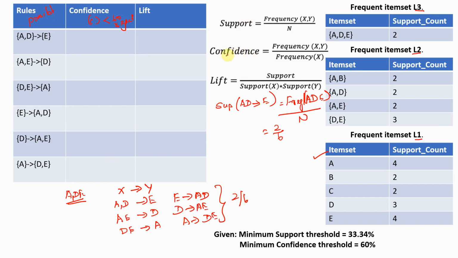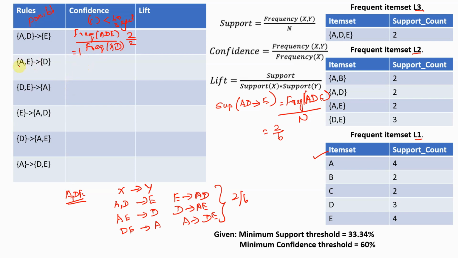Now I need to calculate the confidence. I need to calculate the confidence from the AD transaction to E. It represents the frequency of ADE divided by the frequency of only X, where X represents AD. The frequency of ADE, I know, is 2. The frequency of AD, how many times? The AD combination I get 2 times. So my confidence value is 1, or in terms of percentage, 100%.